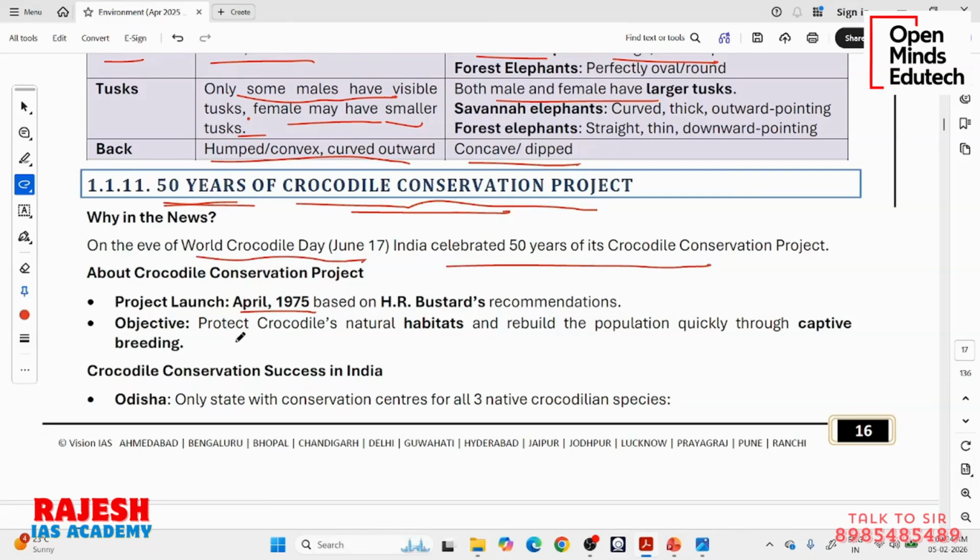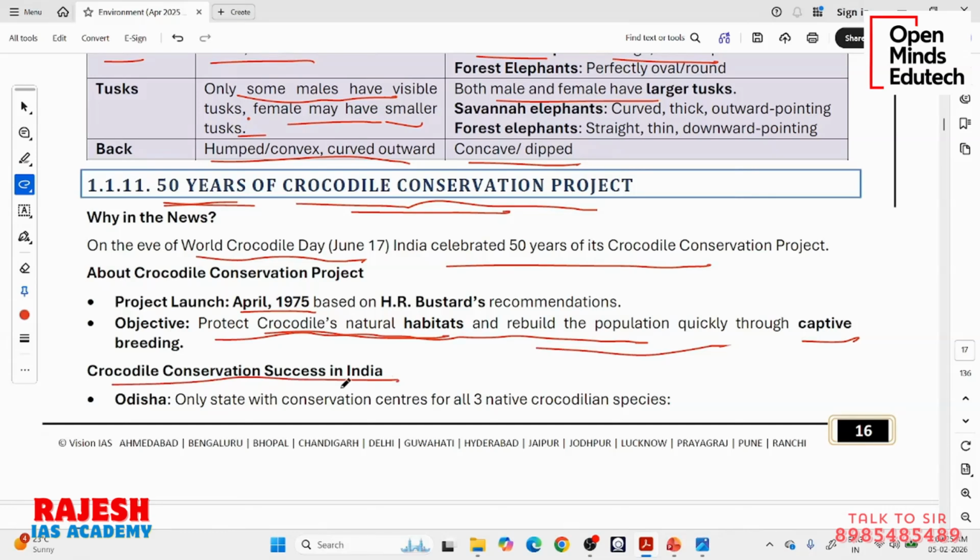In 1975 it was launched. The objective is to protect crocodiles' natural habitats and rebuild the population. So whatever the natural habitats of crocodiles, we are protecting them and rebuilding the population through captive breeding. Captive breeding means we are bringing them in and breeding them artificially in zoos or some other enclosed spaces.